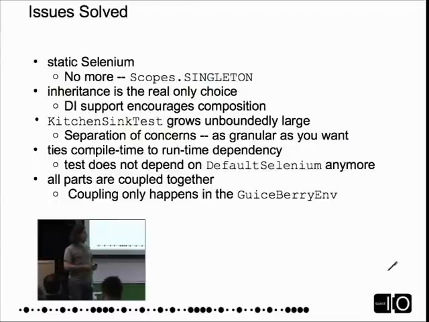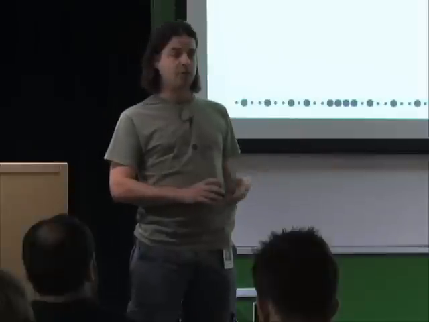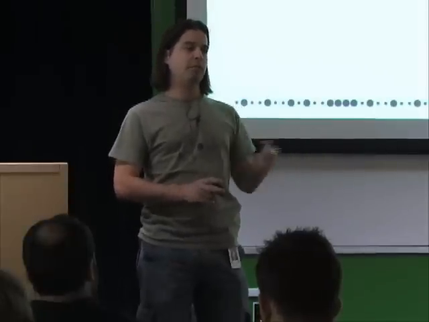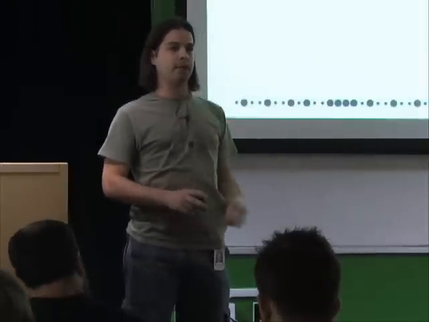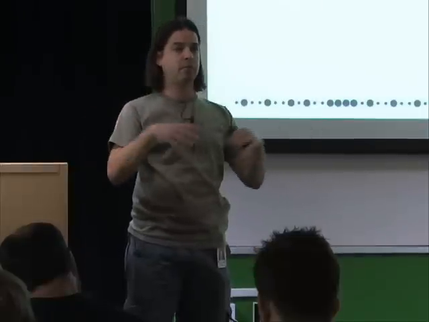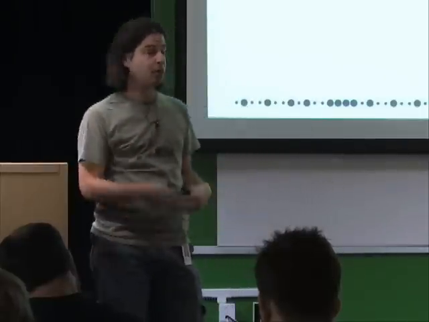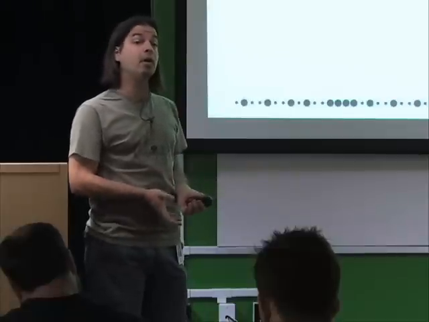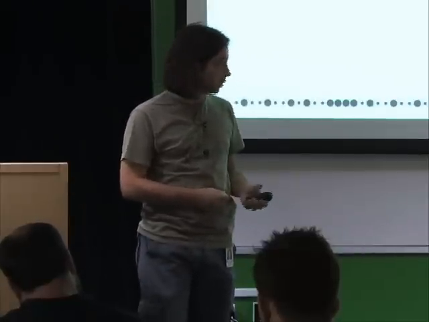Our test doesn't depend on the default Selenium anymore. And all the parts are not coupled together. The coupling, just like in your production code, happens in your Guice module, in your application. A GuiceBerry env, if you think about the slide that I showed all the way back there, is like an application. It's an application that comprises multiple Guice modules. They're put together in there, and that's where all of the pieces are coupled together.